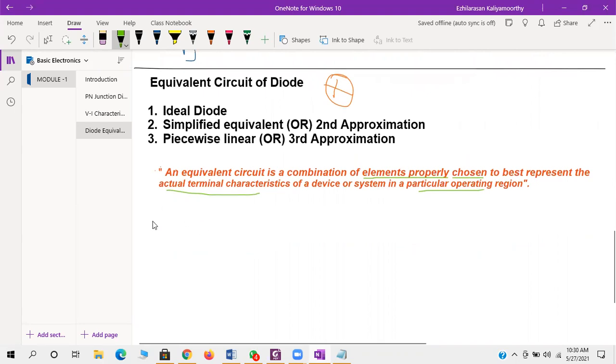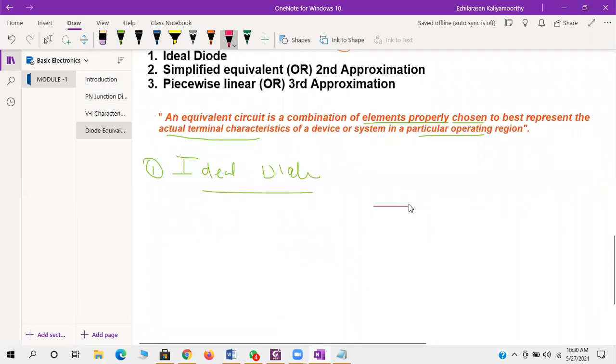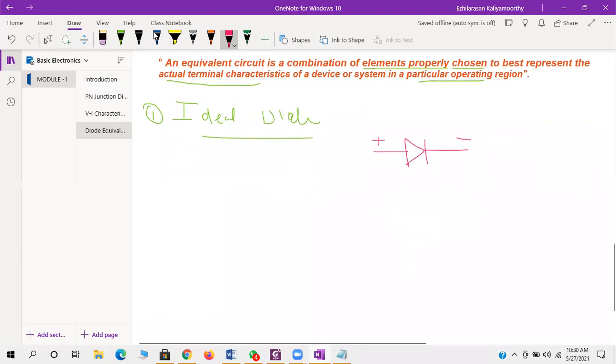Further, let us go for the first one, which is nothing but the ideal diode. As we know, the ideal diode is this one. The diode has a positive and a negative terminal. So the equivalent model, you need to draw the diagram here first. This is the diagram.